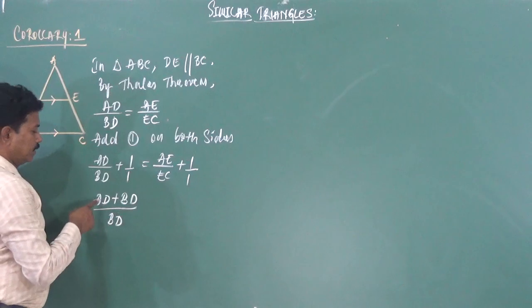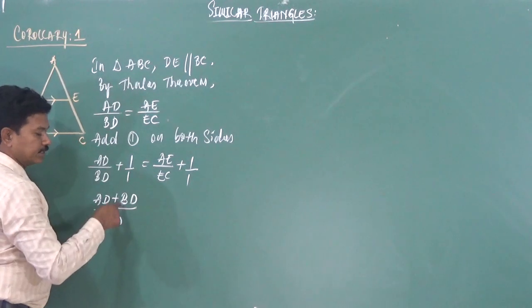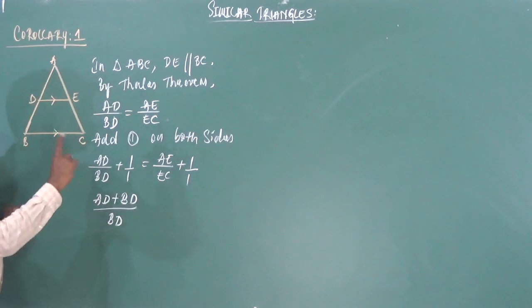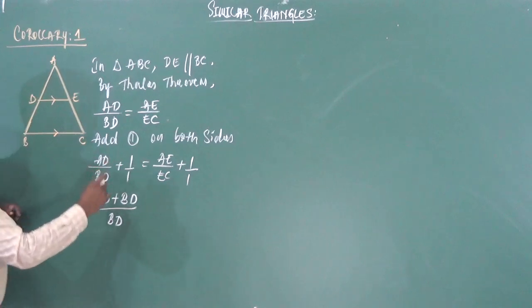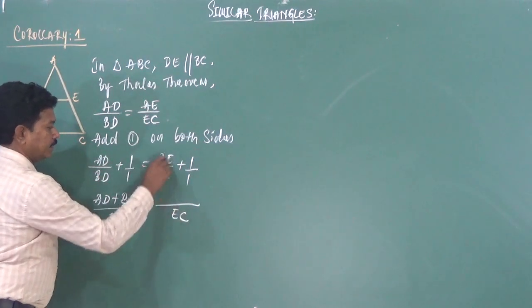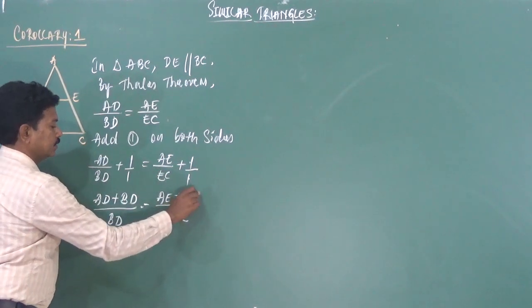So you can see here, the numerator remains, the denominator remains there itself, but the denominator gets added to the numerator. So if you want to do this, add 1 on both sides. Here also the same thing happens. So AE by EC into EC is AE, plus 1 by 1 into EC is EC.